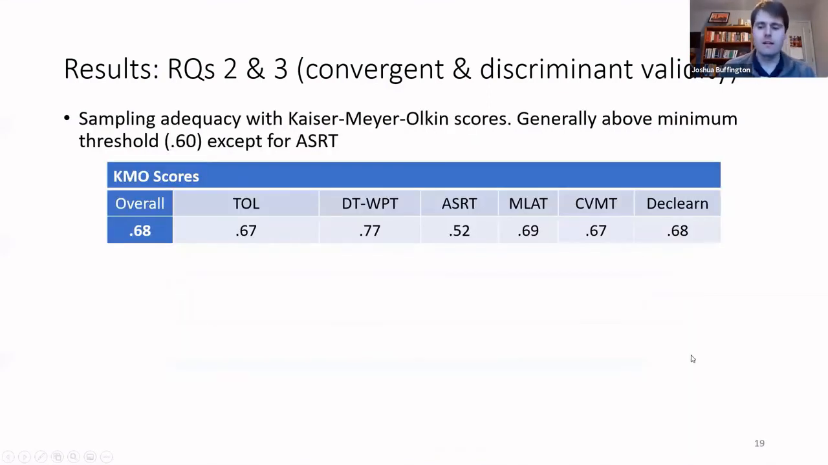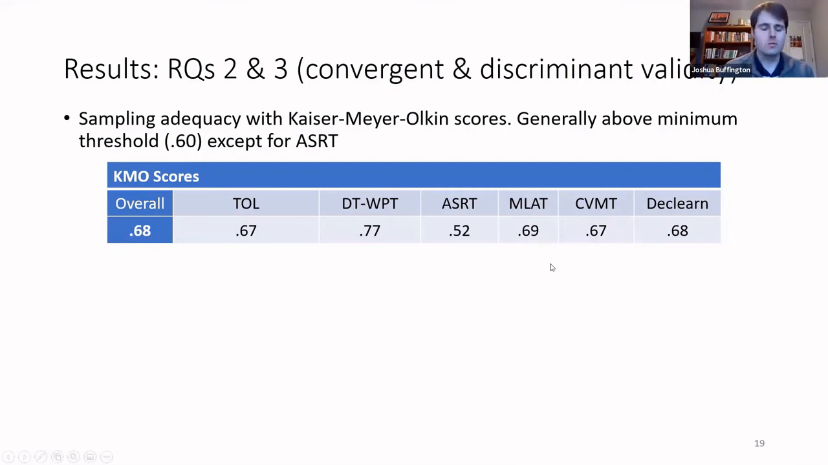But for our final analysis, we conducted an exploratory factor analysis on this data set. So before doing the factor analysis, we conducted a couple of preliminary analyses to make sure that it was reasonable to do a factor analysis with this data set. So we looked at sampling adequacy with the Kaiser-Meyer-Olkin scores. One threshold that's recommended in the literature is to have a Kaiser-Meyer-Olkin score above 0.6. So overall, we were above that threshold.